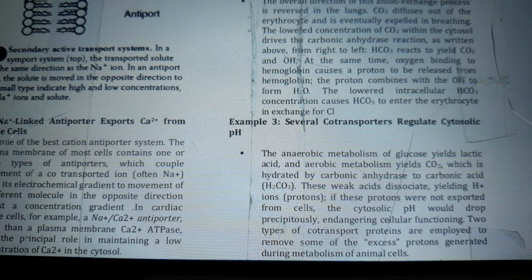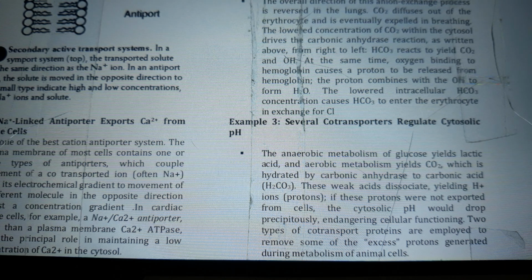At the same time, oxygen binding to hemoglobin causes a proton to be released from the hemoglobin. The proton combines with the OH to form H2O. The lowered intracellular bicarbonate, or HCO3, concentration causes HCO3 to enter the erythrocyte in exchange for chloride.